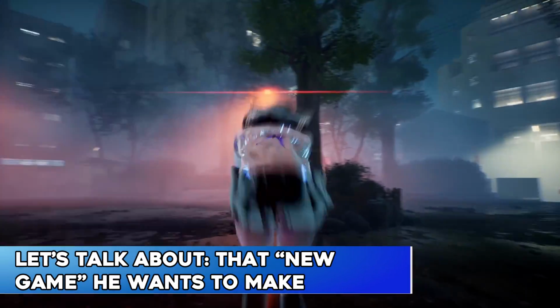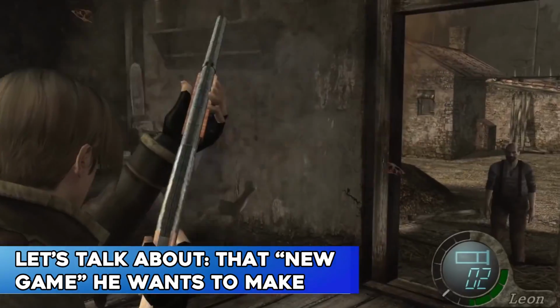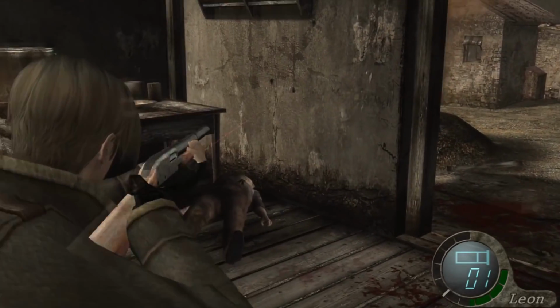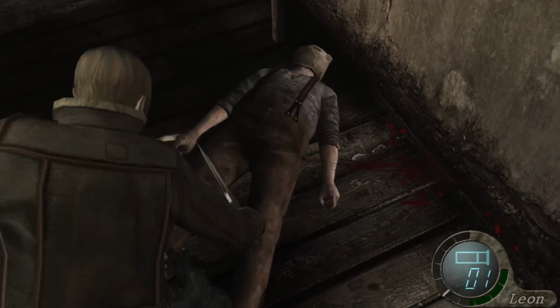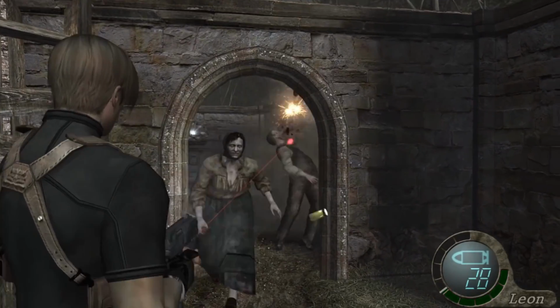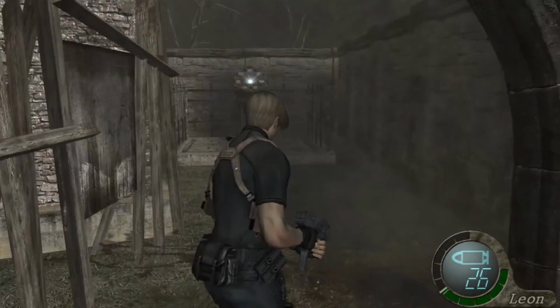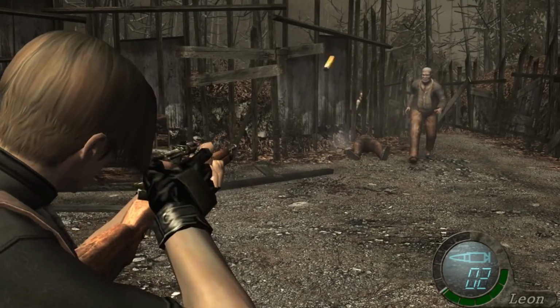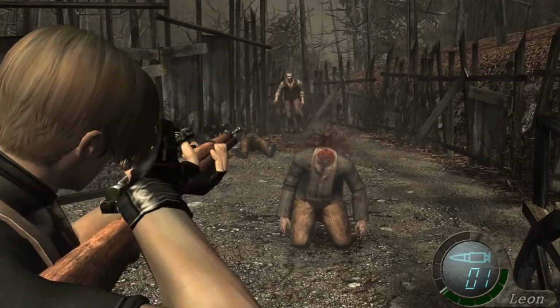Let's talk about that new game he wants to make. Mikami hasn't made the type of game he wants yet, in principle. That is what he wants to make happen. The man claimed in 2020 that he hopes to direct one more video game project before retiring, and that he has no shortage of ideas that aren't confined to the horror genre.